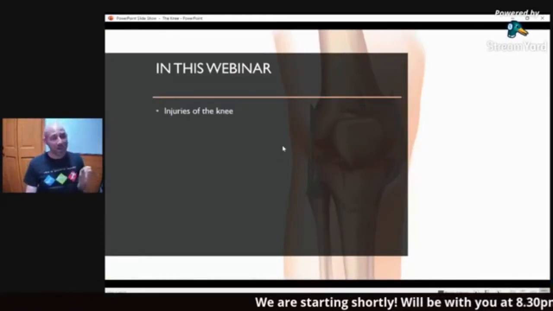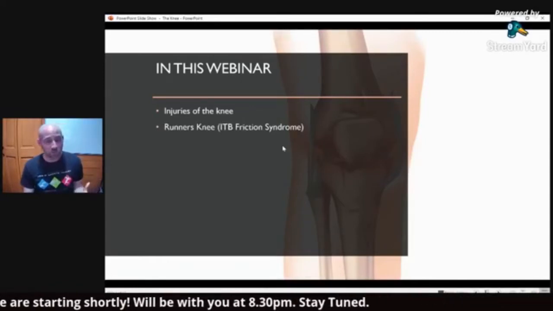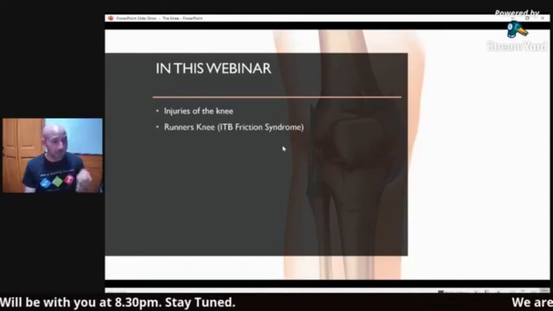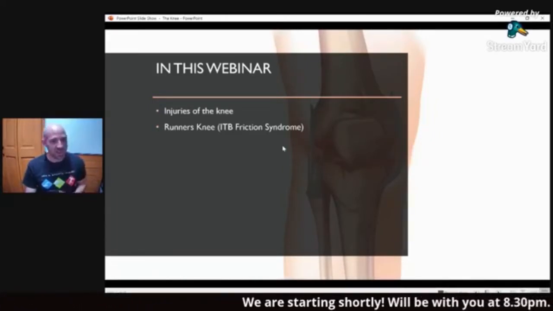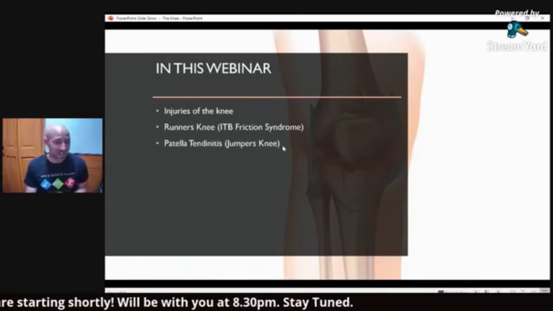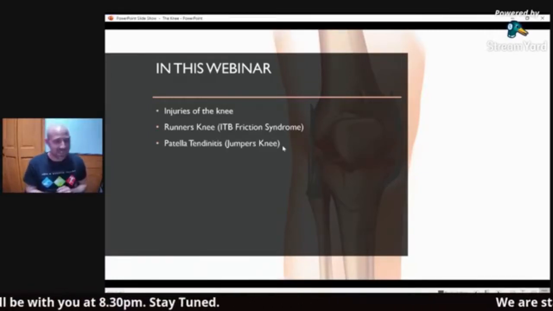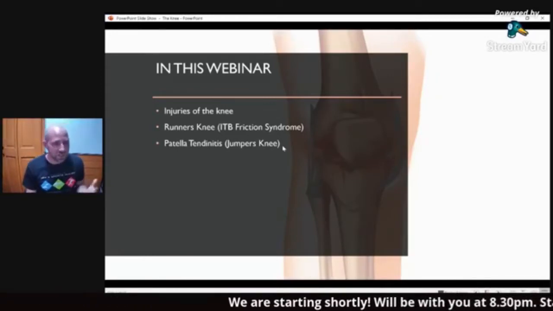We're going to talk about the injuries of the knee. This might include runner's knee. Probably one as runners that we might be familiar with this term, but perhaps not truly understand exactly what it is. Our more formal definition for it is ITB friction syndrome. We're going to talk about patella tendonitis, which sometimes can be bracketed as runner's knee as well, because it's so common for runners, but also we commonly term this jumper's knee.